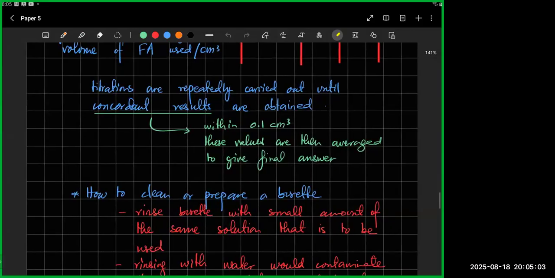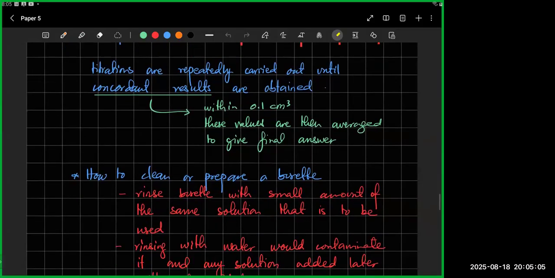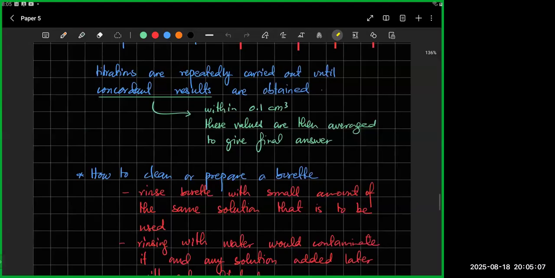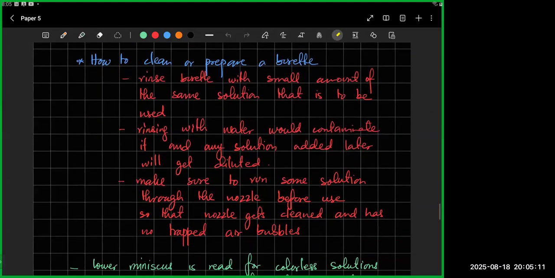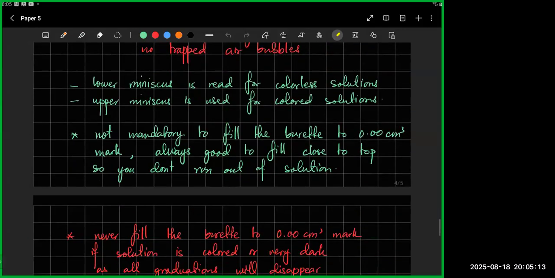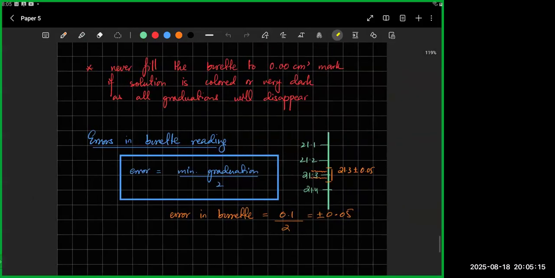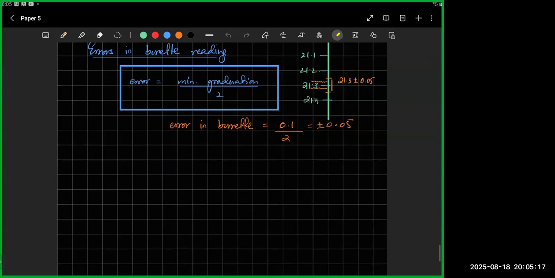Concordant results, 0.1 cm³. These values are then averaged to give the final answer. ठीक है, वो सारा. How to clean or prepare a burette. ठीक है, उसको साफ कैसे करते हैं. तो वो सारी डिटेल, minor stuff, which is going to be very important in Paper 5.